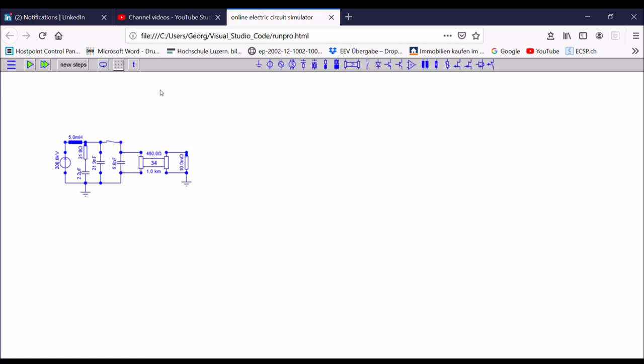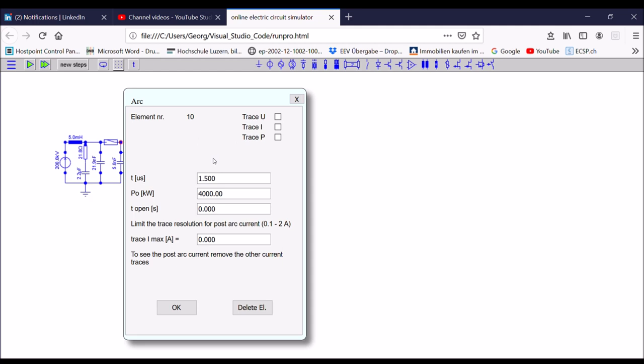Since I want to have a close look at the current interruption plus minus a couple of microseconds around the current zero, I need to change the model. Here I have used a very simple breaker model. It's just a resistance switched on or off. I want to change it and use a breaker model which is taking into account the arc behavior of the breaker. So this is a breaker including an arc model, and this is the one I will use.